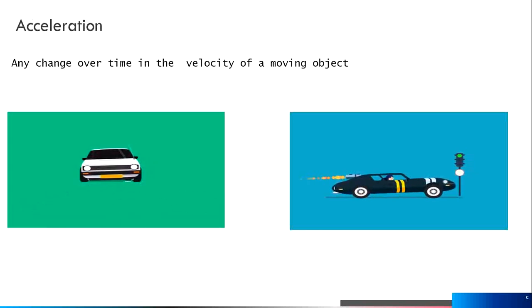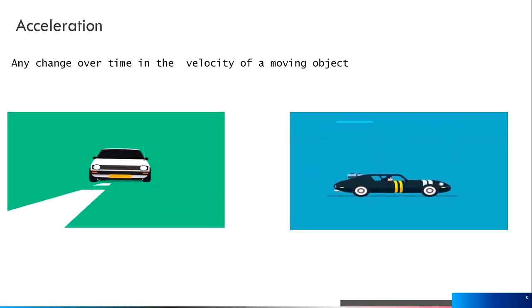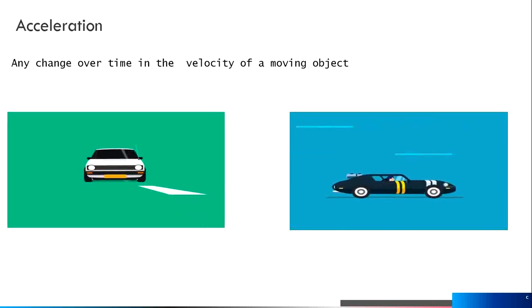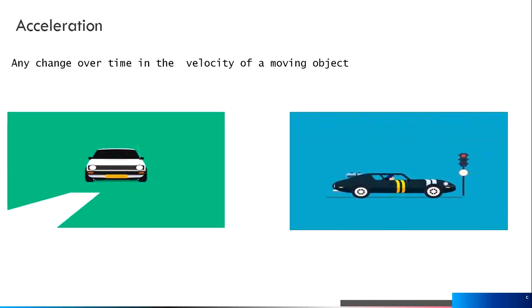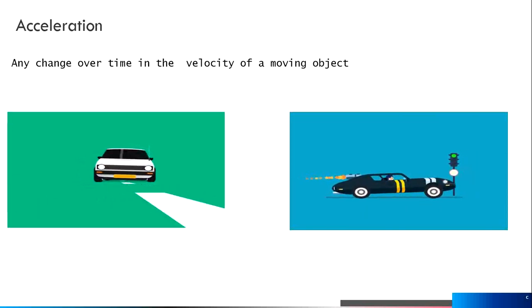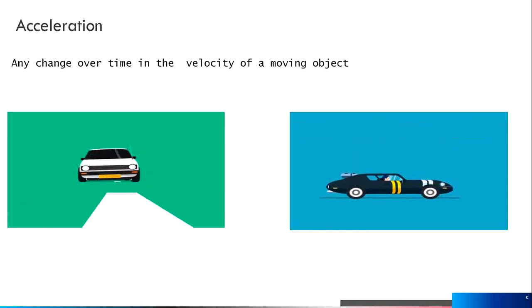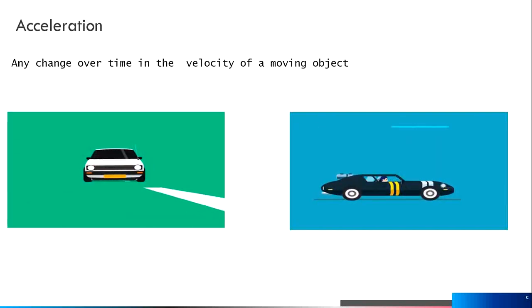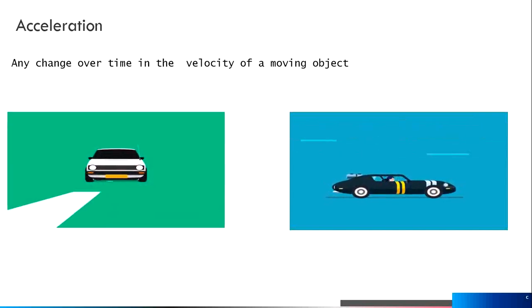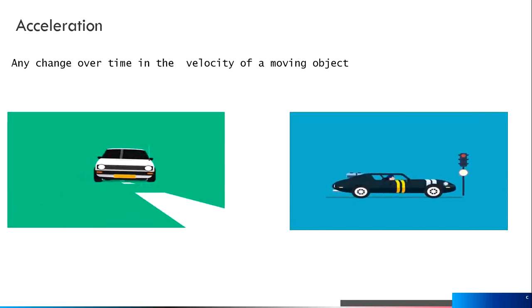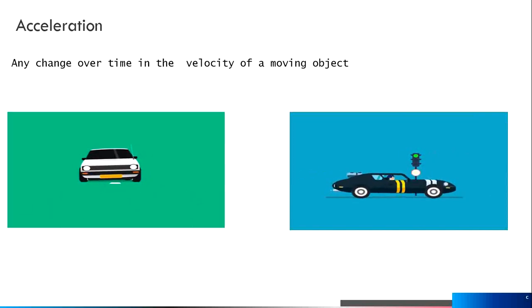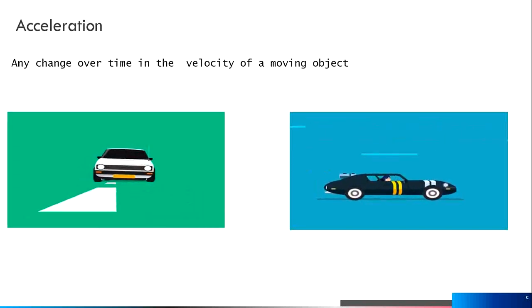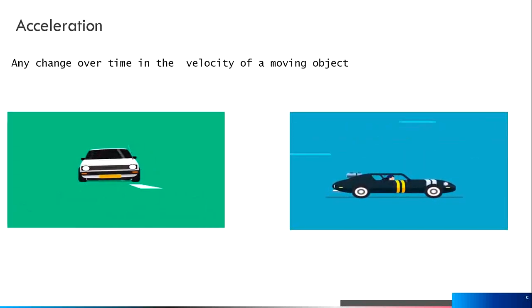Acceleration. Acceleration is the change over time in the velocity of a moving object. Let us say when a moving object either speeds up, slows down, or changes direction, it accelerates. So a change in velocity over time is called acceleration. If there is a change in speed or a change in direction, it causes acceleration.